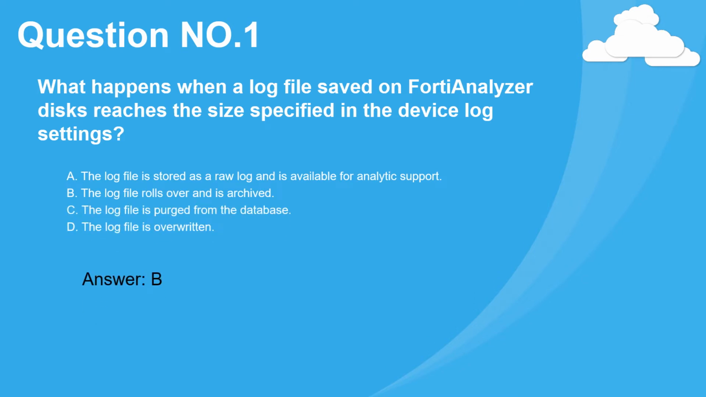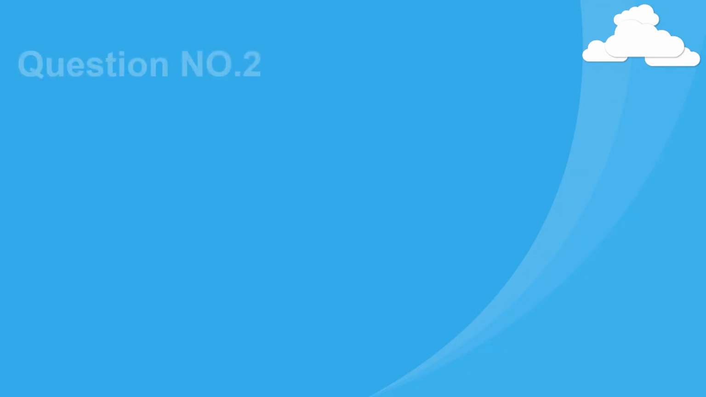Question No. 1. What happens when a log file saved on FortiAnalyzer disks reaches the size specified in the device log settings? A. The log file is stored as a raw log and is available for analytic support. B. The log file rolls over and is archived. C. The log file is purged from the database. D. The log file is overwritten. Answer B.